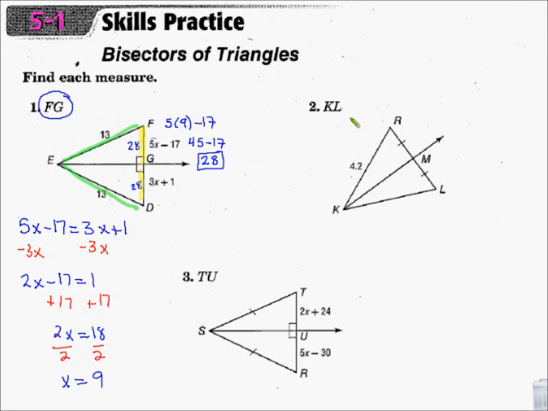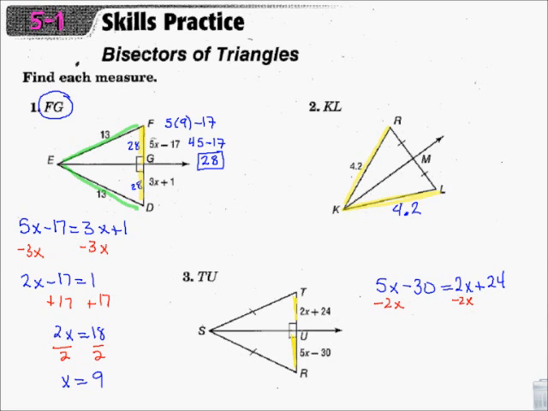Okay, KL, we want to find this length right here. So KR is 4.2, then KL has to be 4.2, exactly. So that one was pretty simple. We just had to make them match. And then TU and UR, again, these two lengths are going to be the same because these two lengths are the same. So I'll set those two equal to each other and solve it.